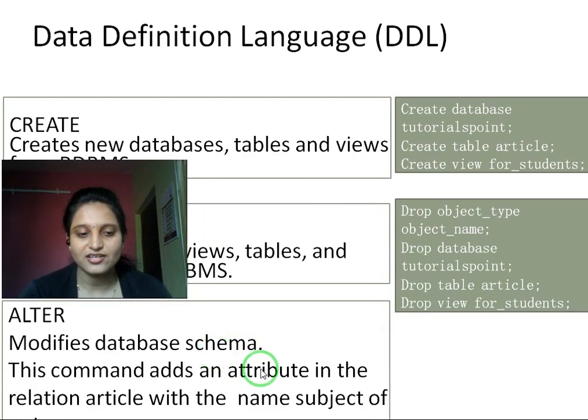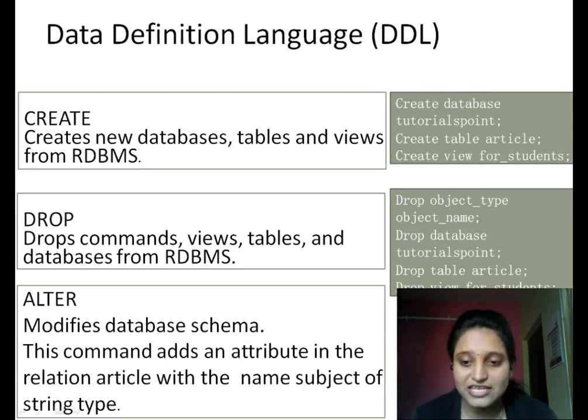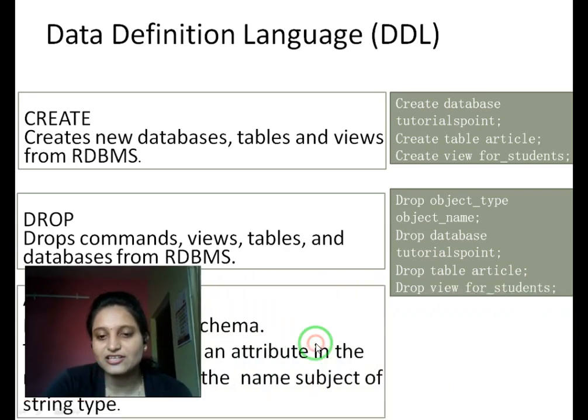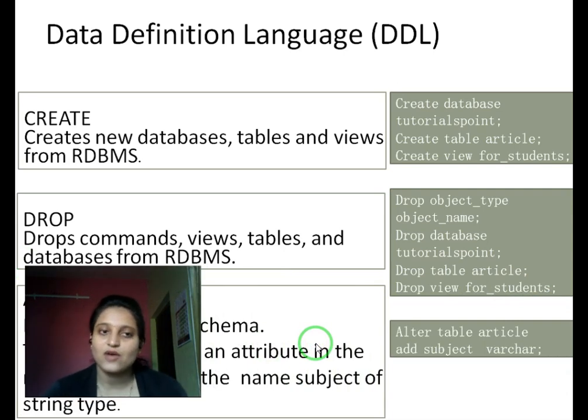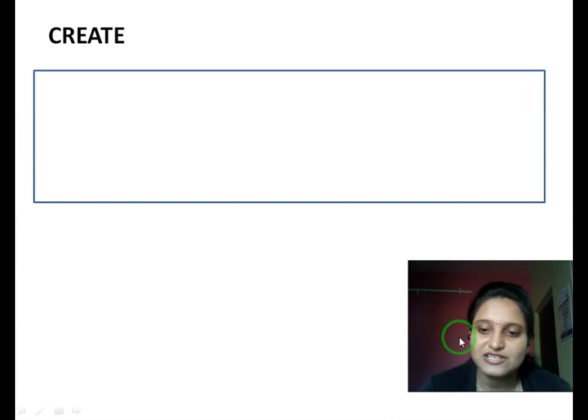Next is alter. The alter command is used for modifying the database schemas. Yes, we are using a DDL command. We work on the schemas or structure of the database, table or view. So this command adds an attribute in the relation article with the name subject of string type. Yes, the alter command is used for modifying your database. So how to use this alter, create, modify, drop statement we will see in detail.